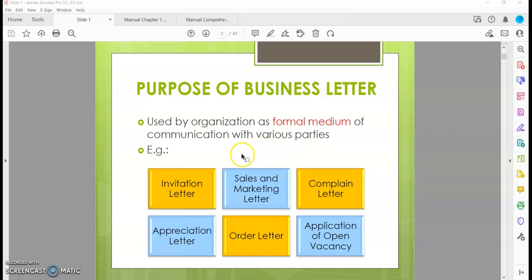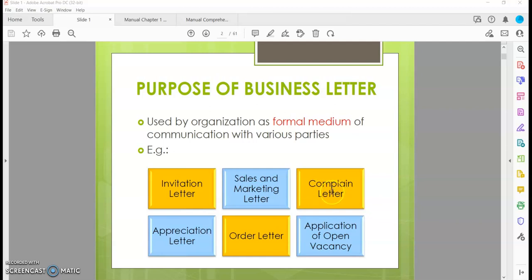Okay, so I believe that all of you have an idea of why we need to write a business letter. For example, when we want to invite a speaker to come to the organization to give a talk, we will compose an invitation letter. Another example is the sales and marketing letter, with which we inform the respective companies of the products and services that we provide.